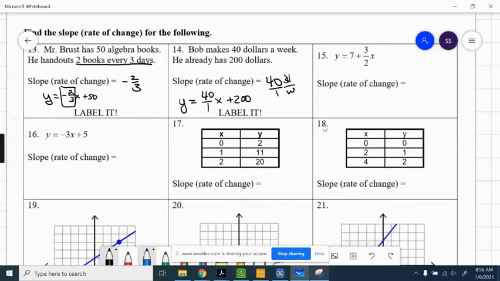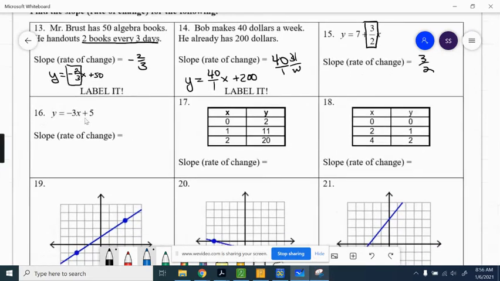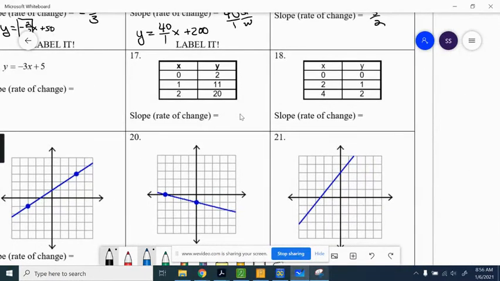All right. Number 15, super easy. What's the slope? Remember, it's just the value in front of x. So it's just going to be 3 over 2. All right, 16. So it's just the number in front of x. Okay. All right, 17 and 18.